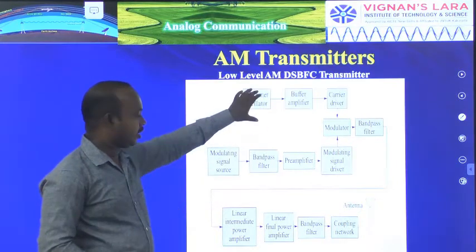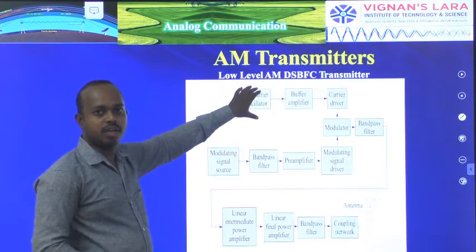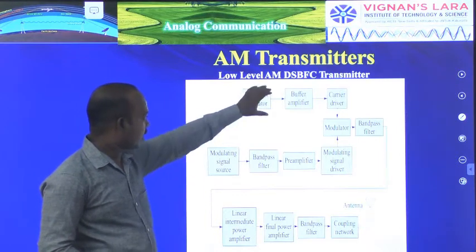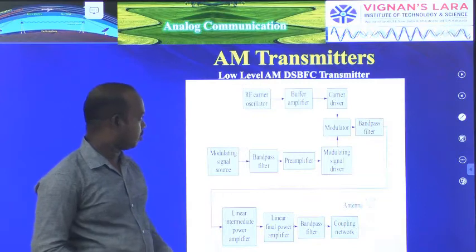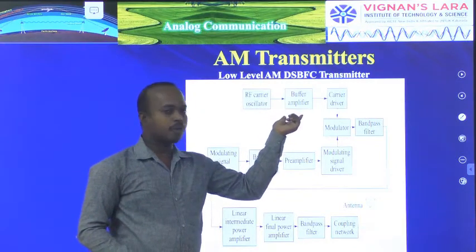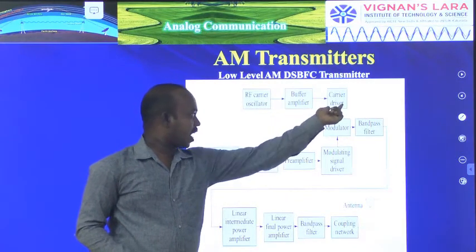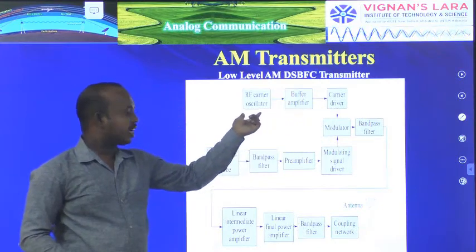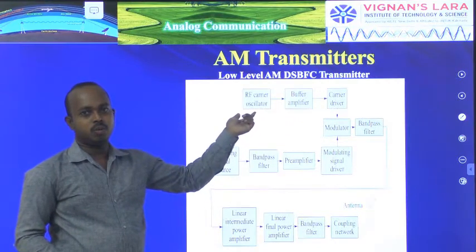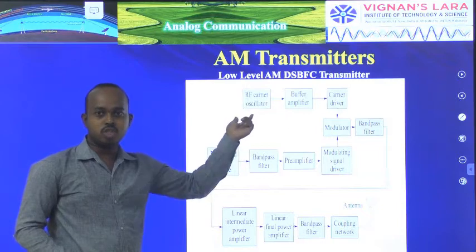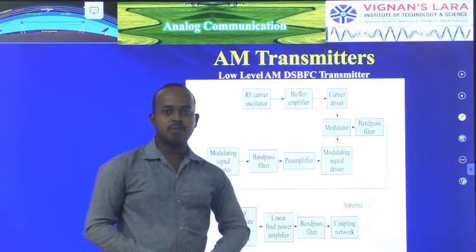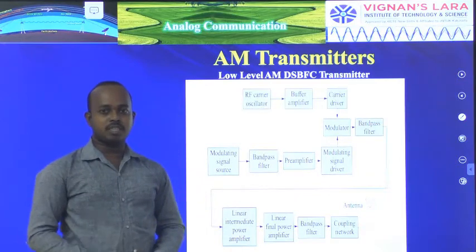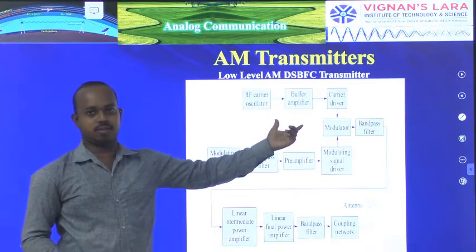It will generate the carrier signal in RF range. This signal is assigned to the buffer amplifier. Why do we use the buffer amplifier? We can provide matching between the carrier driver and the carrier generator. The buffer amplifier provides proper matching between these two devices.